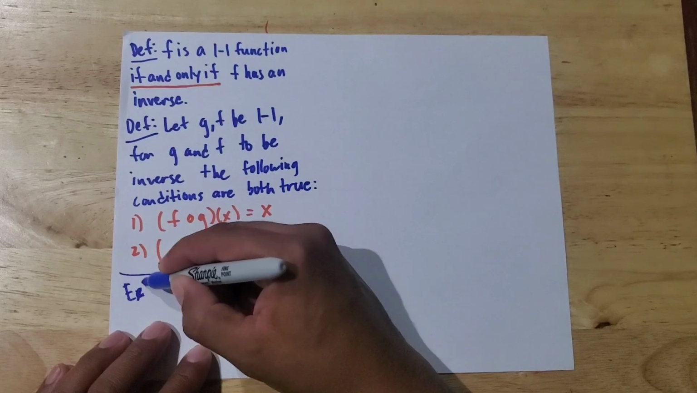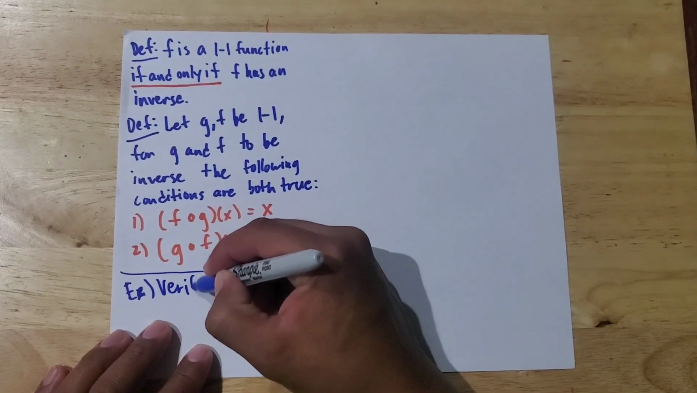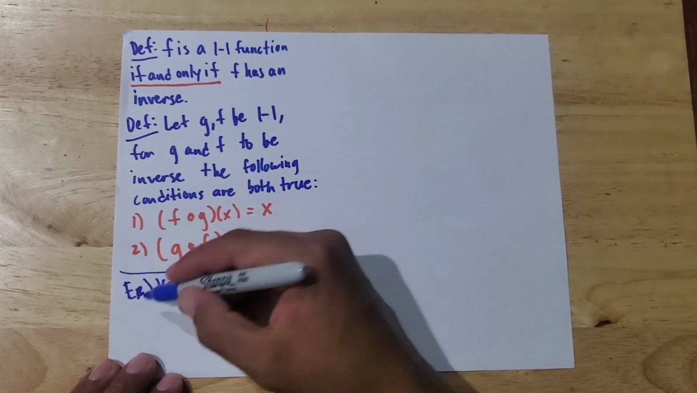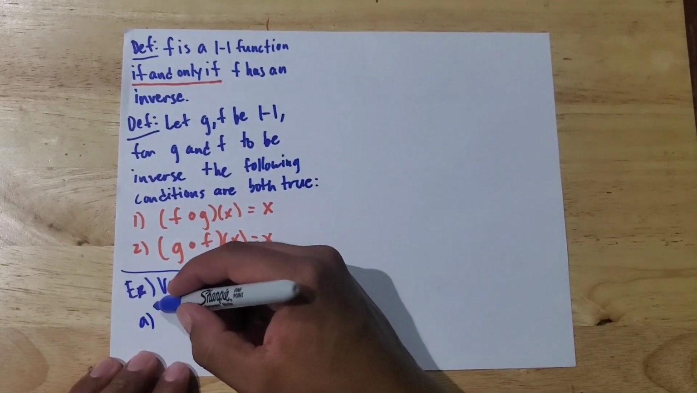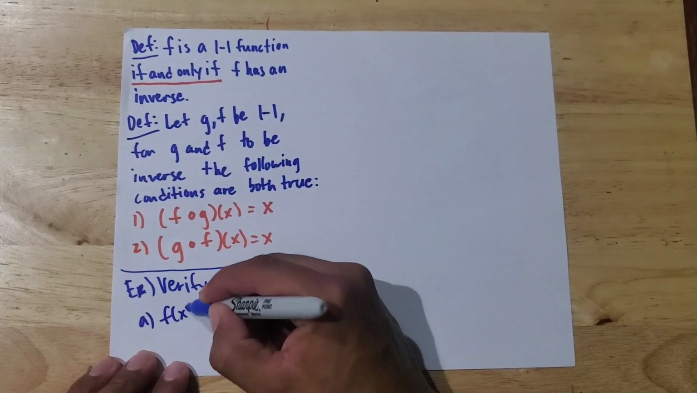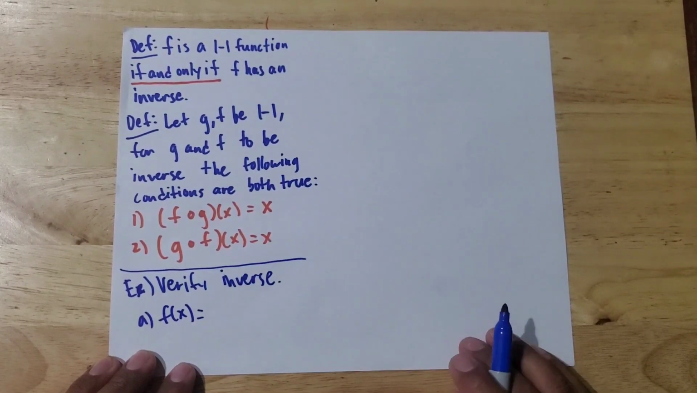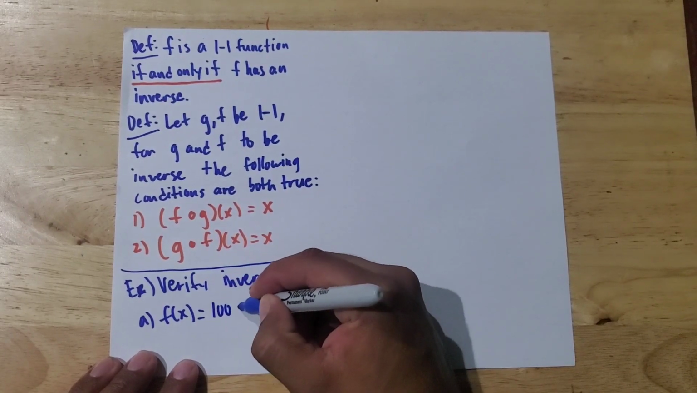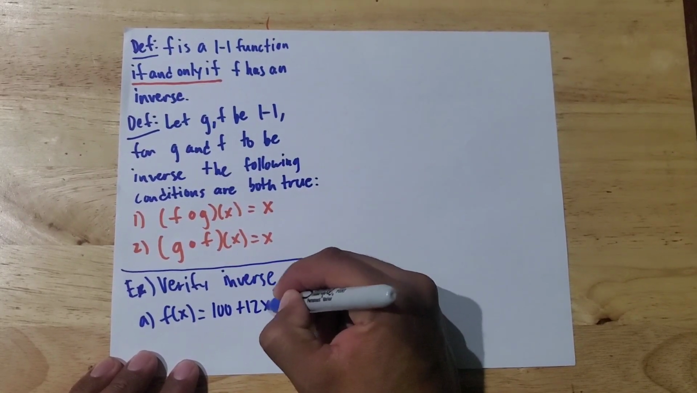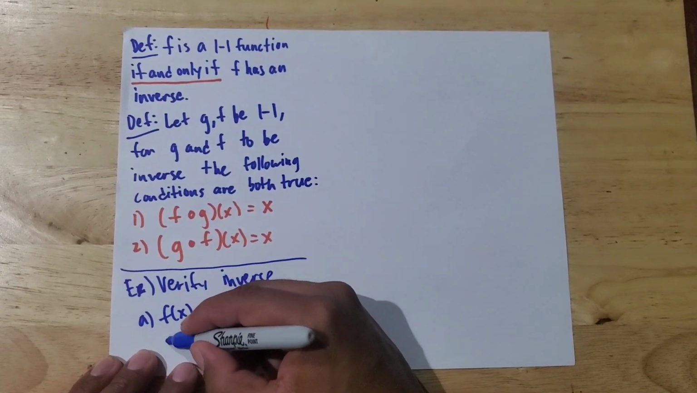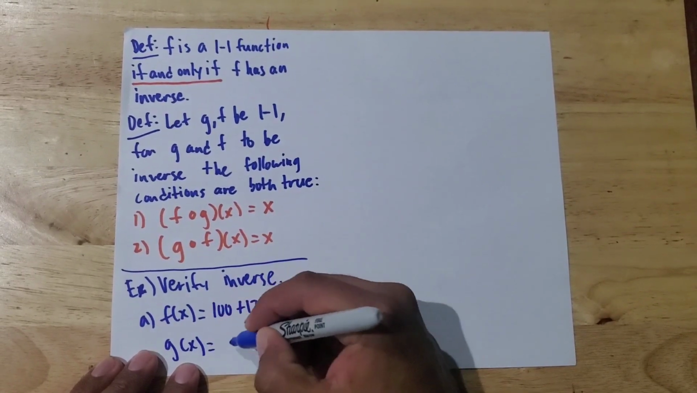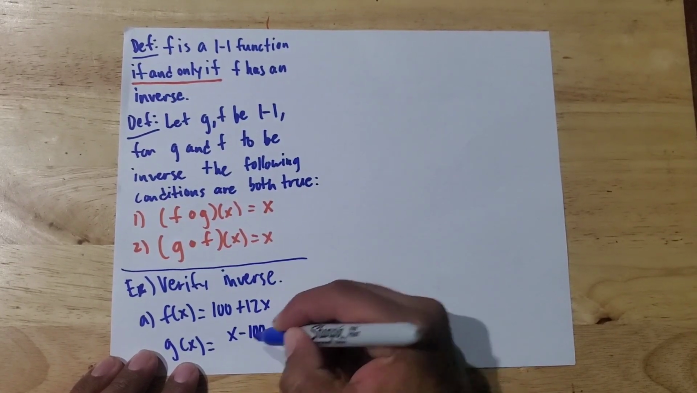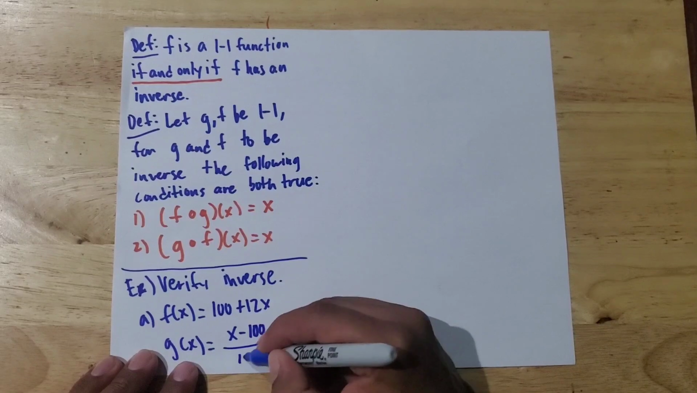So for example, we're going to verify inverses. For starters, we're going to have f of x equal to, just double check you guys can see that, 100 plus 12x, and g of x is x minus 100 over 12.